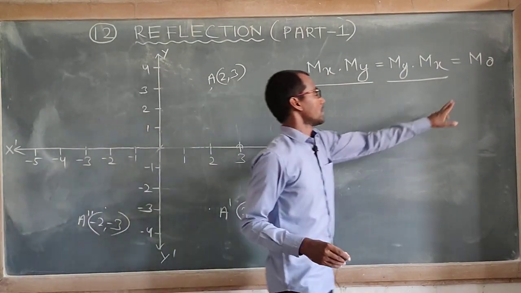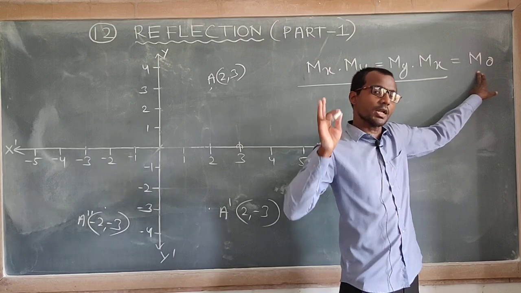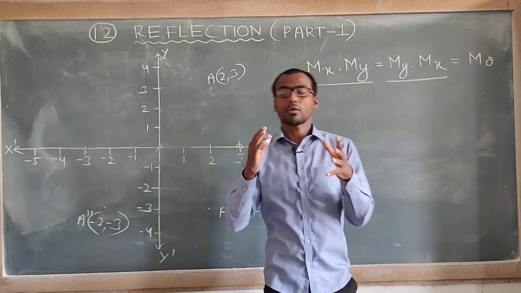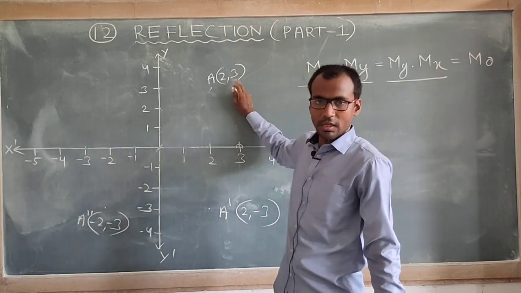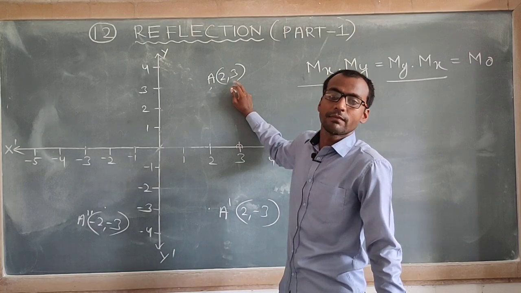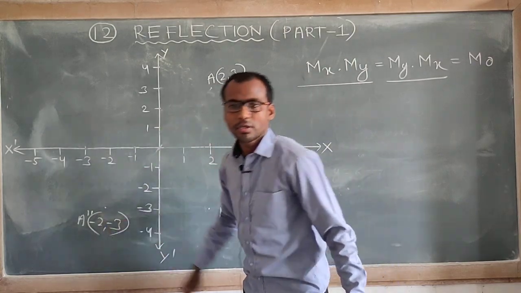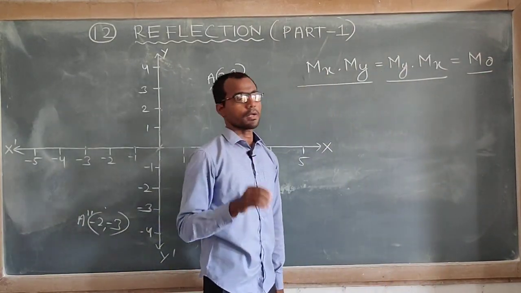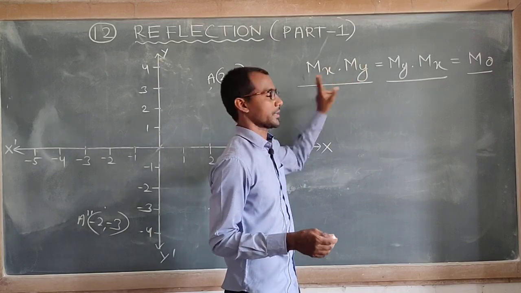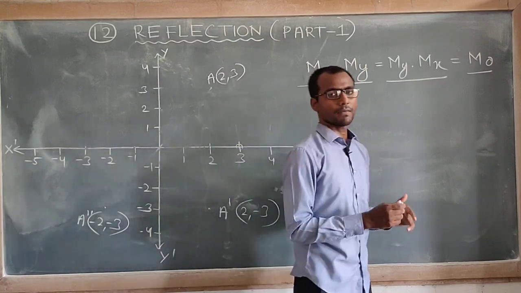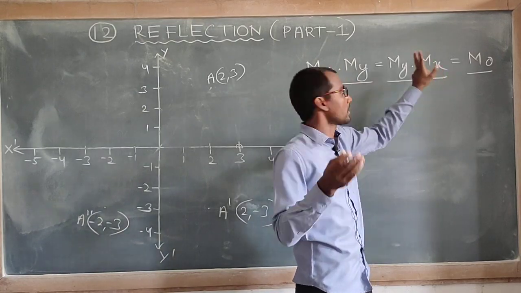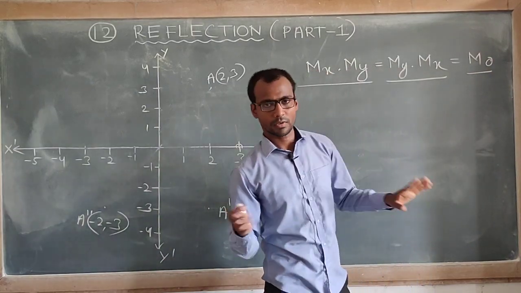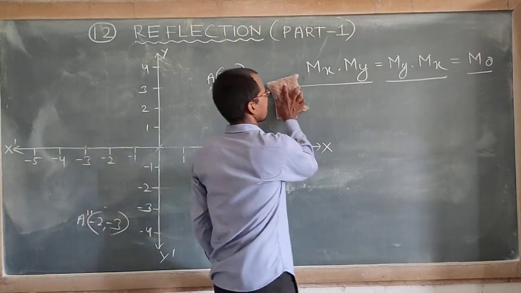Now suppose we had directly reflected the original point in the origin, where would we get the image? This (2, 3) A, its image when it is reflected in the origin will be here, the same point. So all three are the same. Remember this. If you reflect a point first in the y-axis and then in the x-axis, it is the same image as first reflecting in the x-axis and then in the y-axis, and also the same as directly reflecting the original point in the origin. So remember this relation.